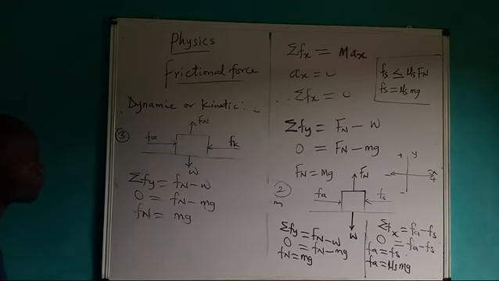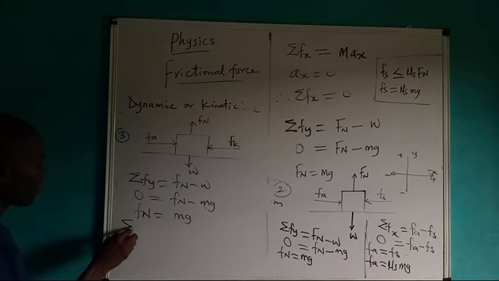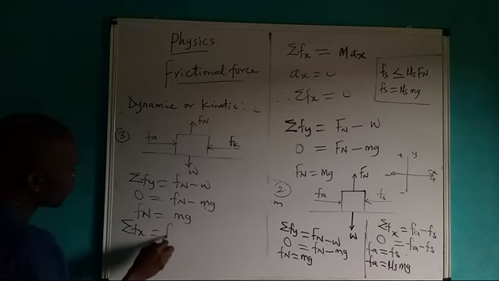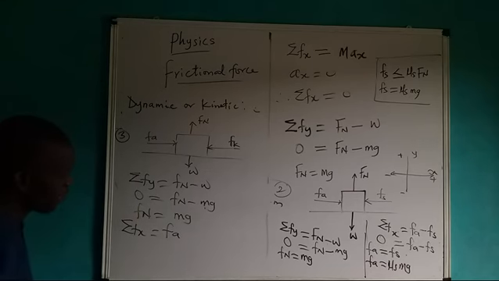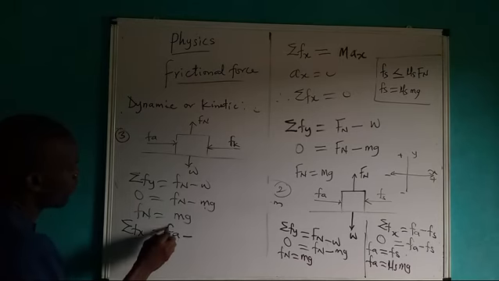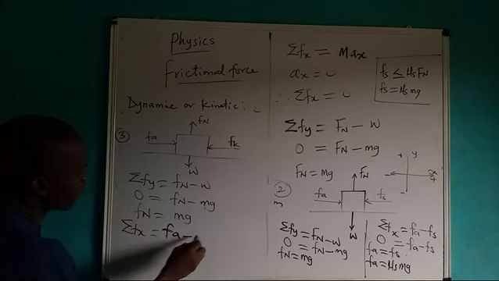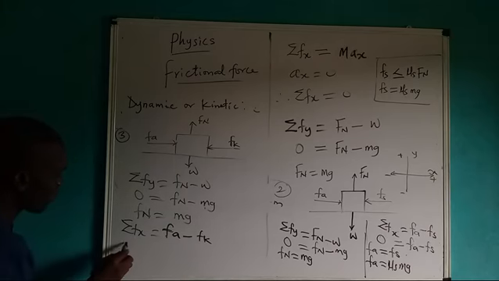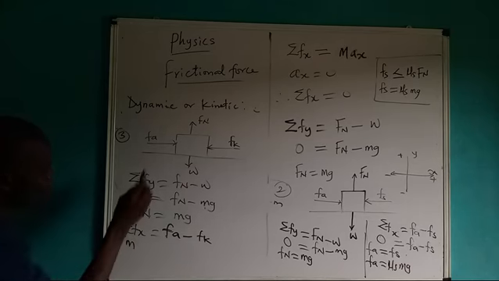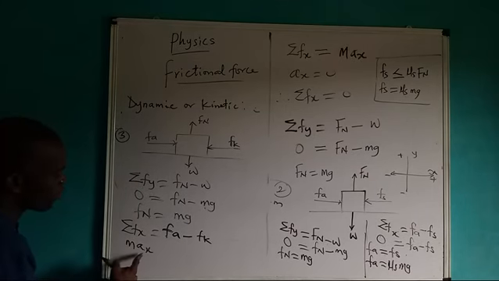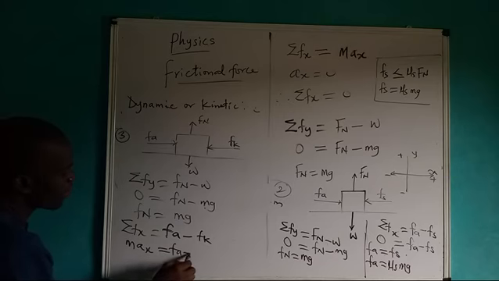Now I can also proceed and resolve Fx, which is the horizontal. I'm going to have Fa minus Fk. Now in this case, what can we do? See, the body is moving now. The sum of the forces on the system will not be 0, because there is already an acceleration. It means that this will be ma equals Fa minus Fk.